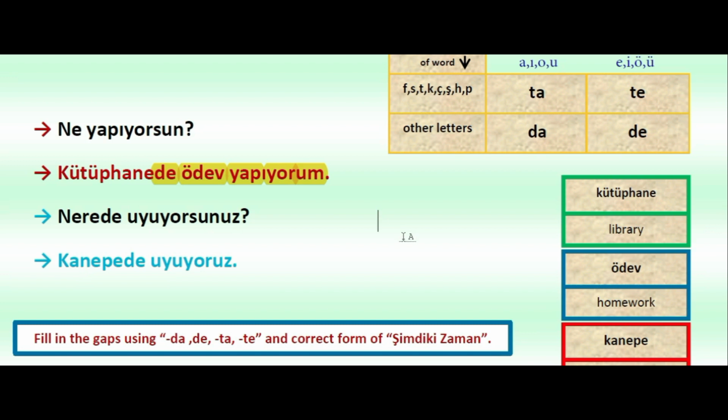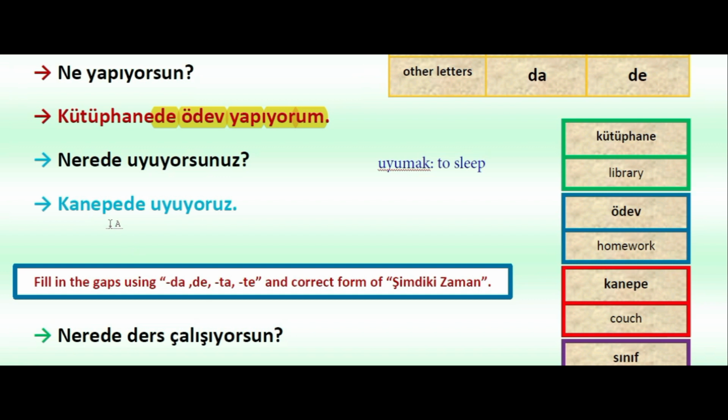Okay, "Nerede uyuyorsunuz?" Uyumak is to sleep. So, "Nerede uyuyorsunuz?" Where do you sleep? "Kanepede uyuyoruz." Kanepe is sofa, couch. So we are sleeping. Uyuyoruz, because yoruz is the person suffix for biz. We are sleeping on the couch, on the sofa. "Biz kanepede uyuyoruz." Nerede is a question word, and that means where. Where are you sleeping? Where do you sleep?